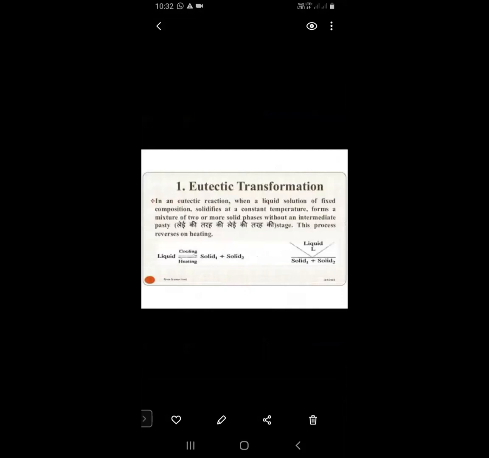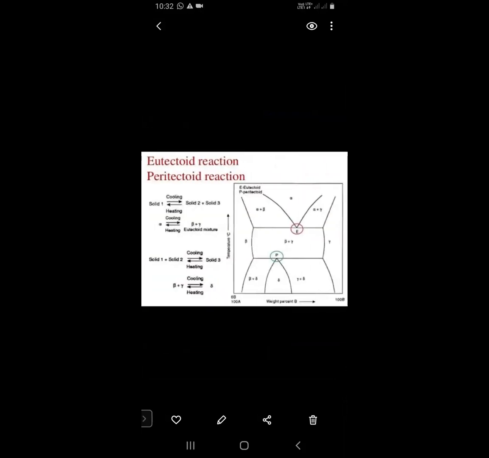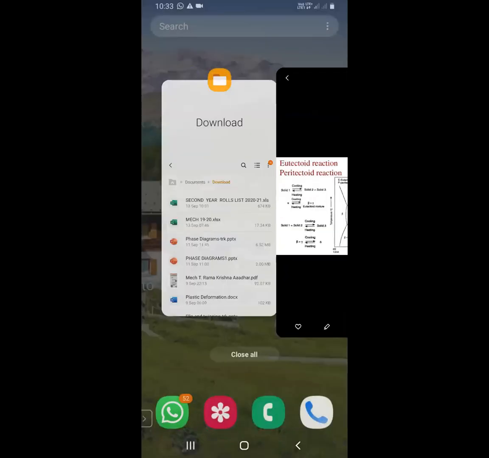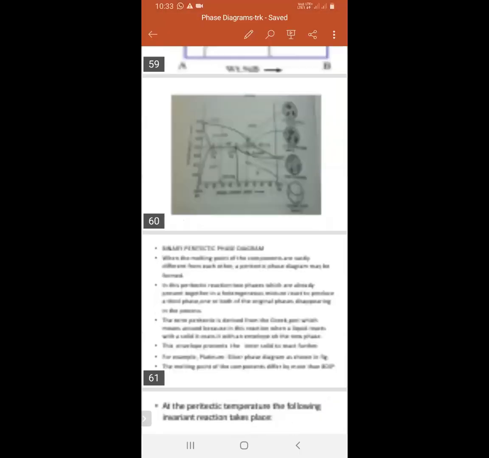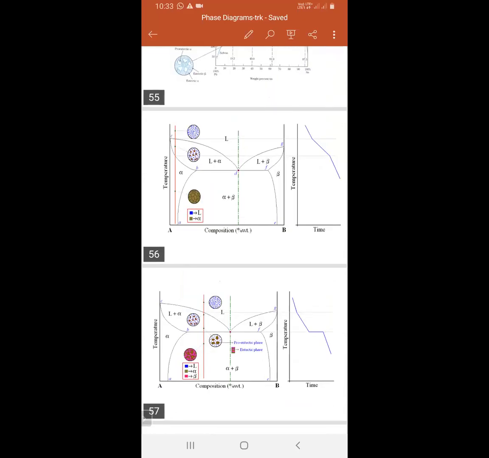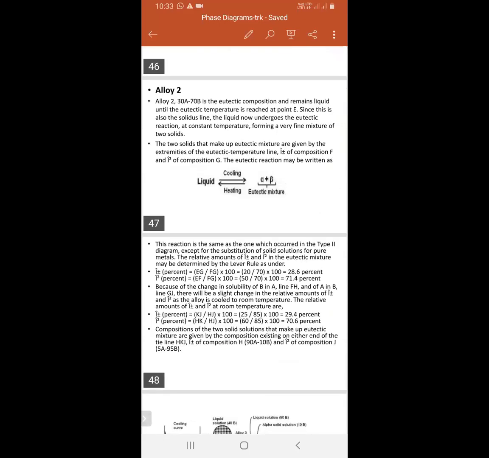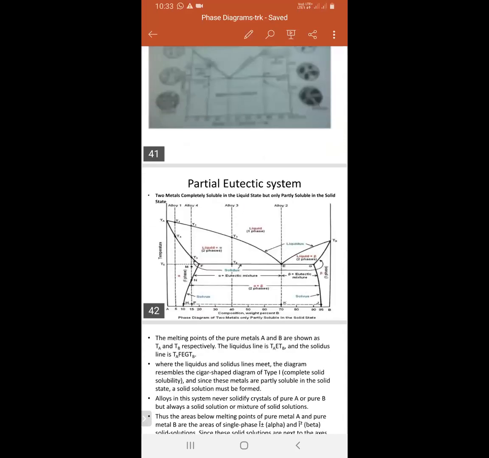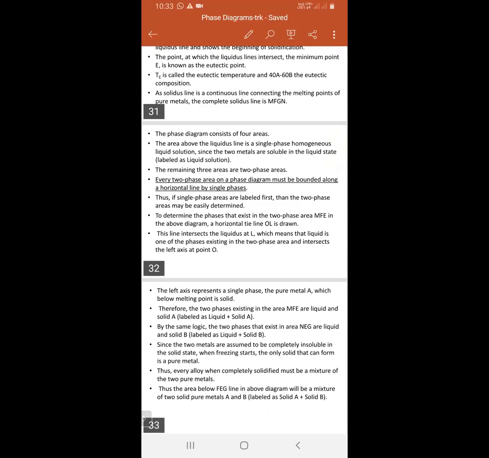Next one is the eutectoid transformation, then the peritectic, and the peritectoid. Next one is the partial eutectic, which we have just discussed. These are the phase diagrams. All of you practice the phase diagrams first.